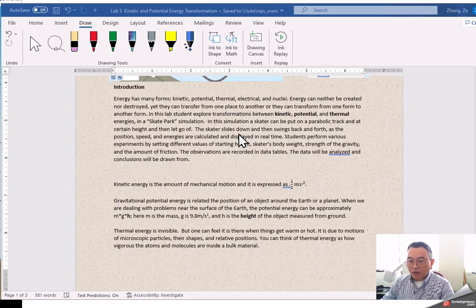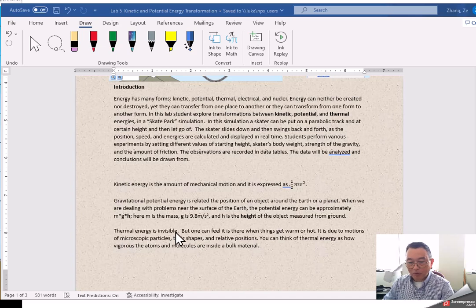Once again, the concept of energy is how much potentially it can do work, or can transform into other forms of energy. So the potential energy due to gravity is m times g times h, where h is the height.